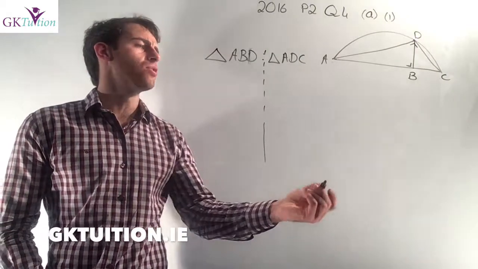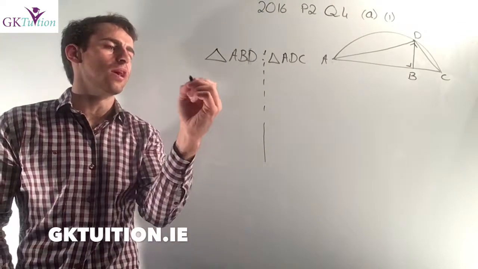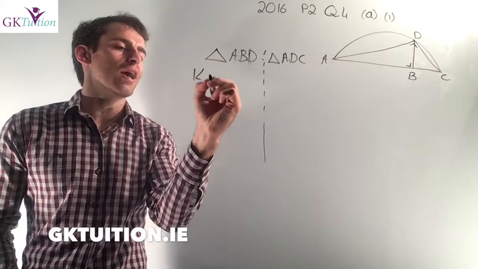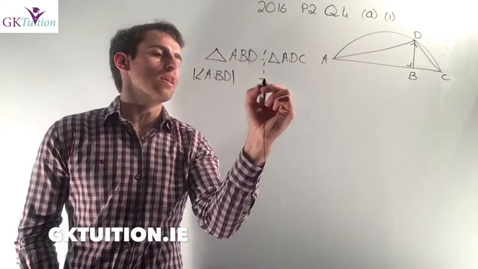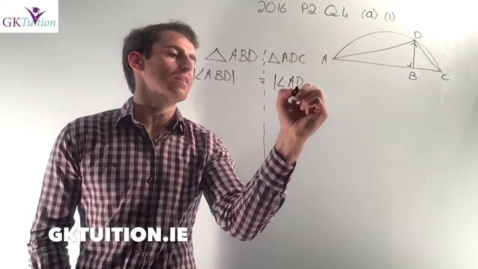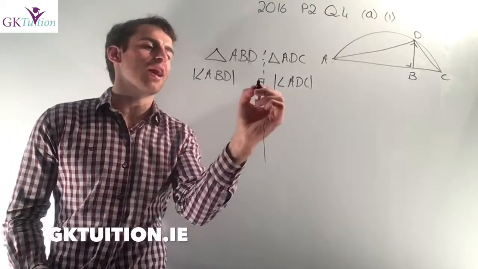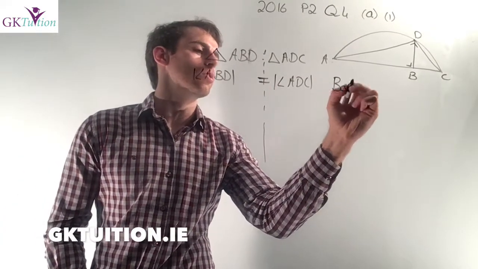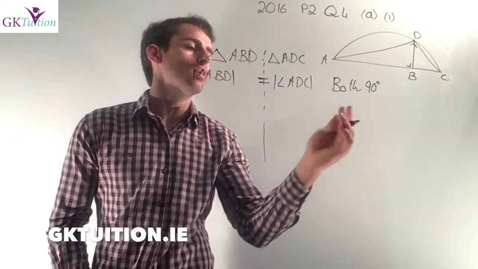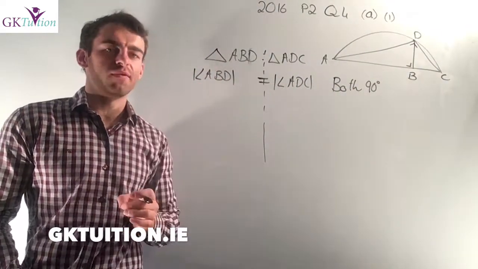I think straight away you should recognize that both of them have a 90-degree angle. So in the triangle ABD, I'm going to say that the angle ABD, which is this one here, is equal to the angle ADC. Okay? And whenever you write something like that, you have to justify it. So my justification in this case is that they're both 90 degrees. Okay, so clearly they're both 90 degrees. So that's one set of equal angles.